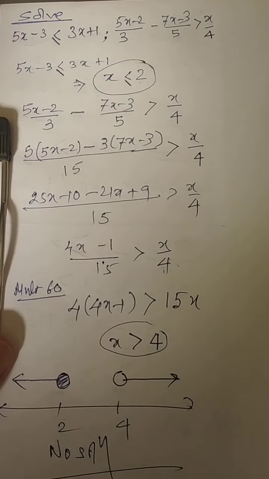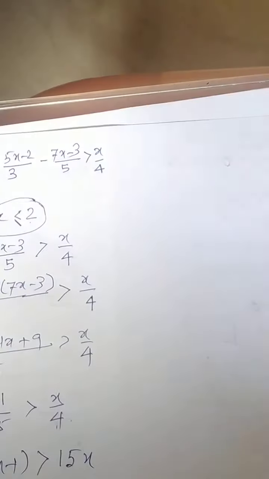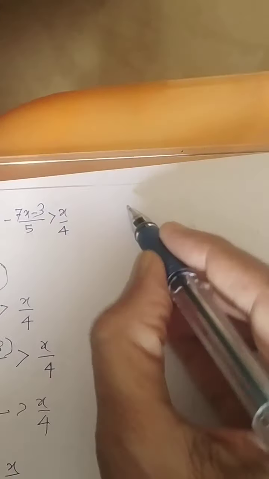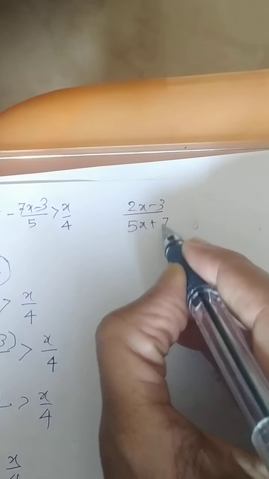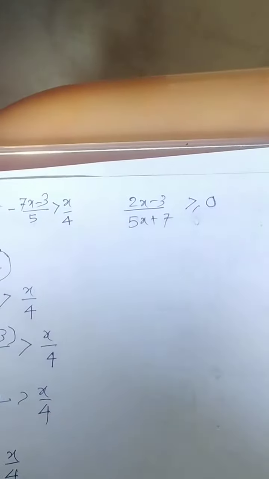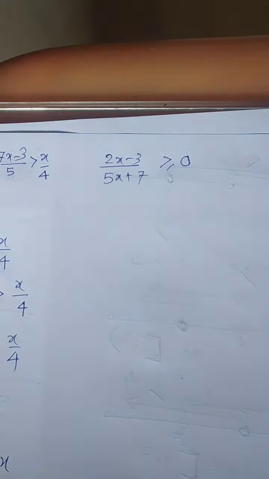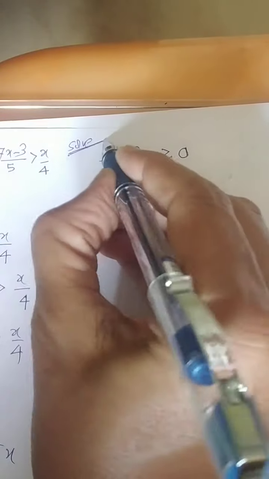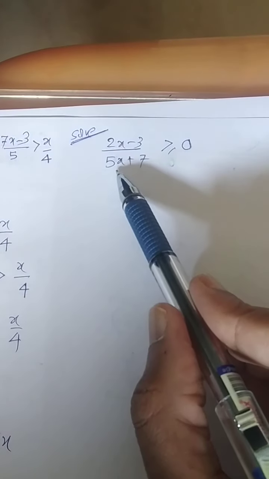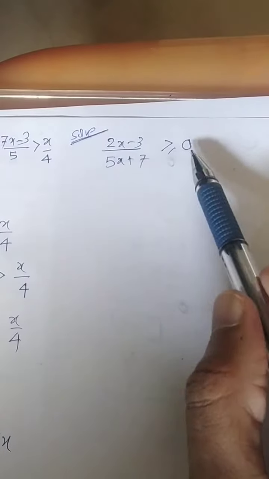Okay. Let's take up one more question on a similar line: (2x minus 3) upon (5x plus 7) is greater than or equal to 0. This is another question where you have to think in a different logic. The problem is to solve this one. The first thought may come, shall we multiply? No, that is not the correct way.